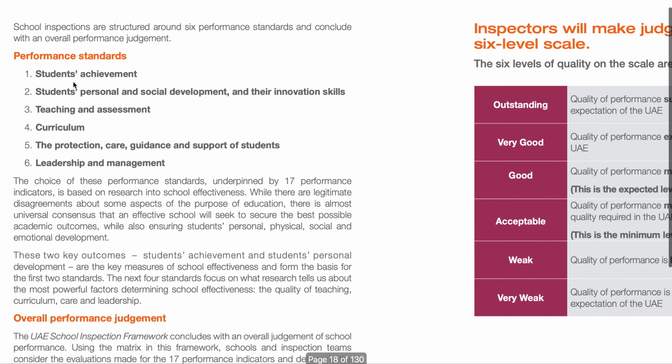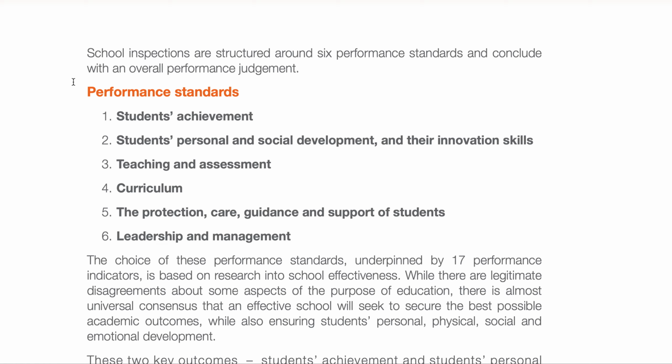The performance standards are categorized into 6 pillars. This means that the school is going to be evaluated against 6 main dimensions. The first one is students' achievement. The second one is students' personal and social development and their innovation skills. The third one is teaching and assessment. The fourth one is curriculum. The fifth one is the protection, care, guidance, and support of students. The sixth one is leadership and management.